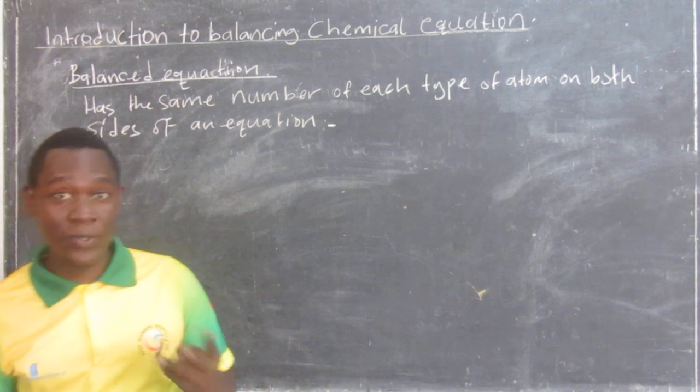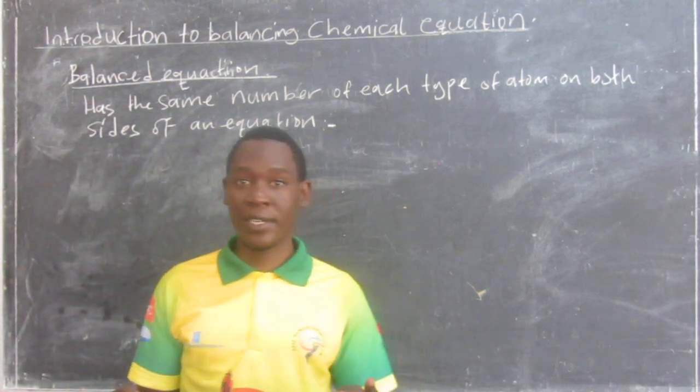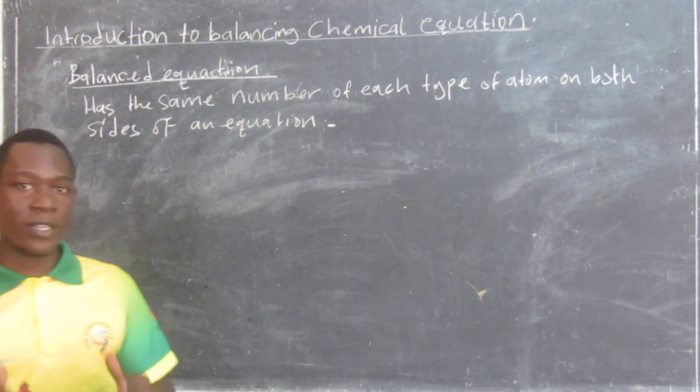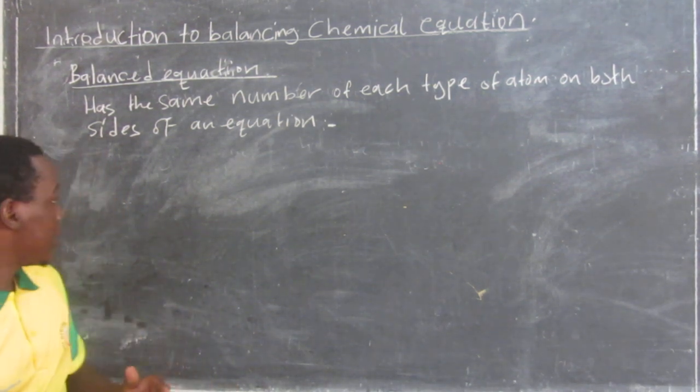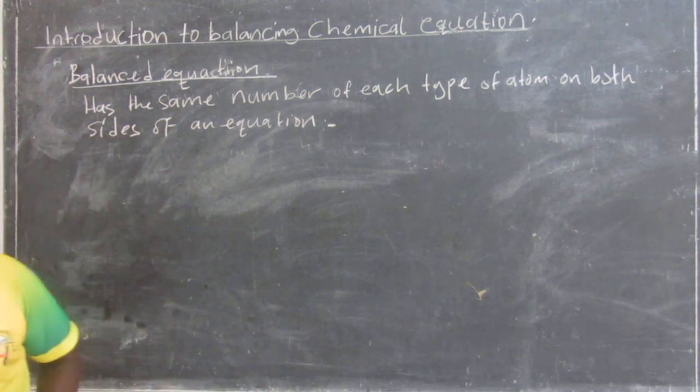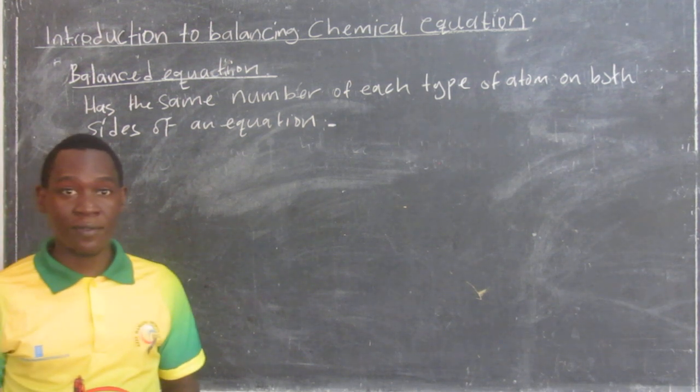Now, an equation has two sides. It has the reactant side and the product side. Our main concern is to make sure the number of atoms on the reactant side is the same as the number of atoms on the product side. Let's take a look and see what I mean by the different sides of an equation.